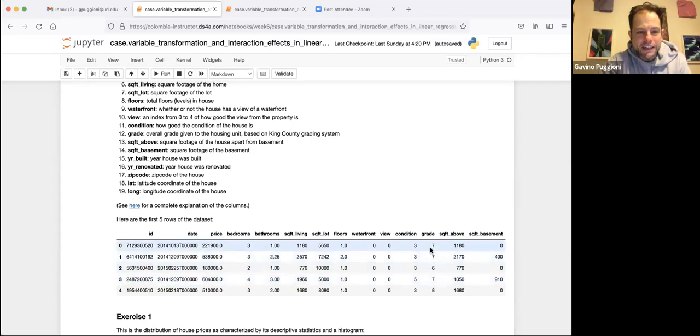Then we have grade. So this is an overall grade given to the housing unit based on the King County grading system. Then you have square feet above.